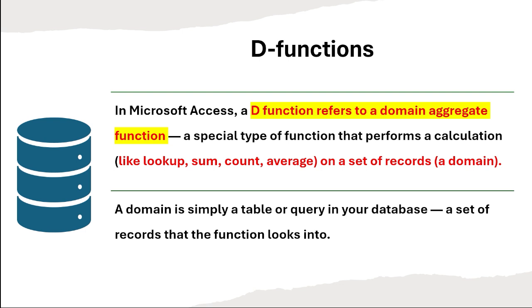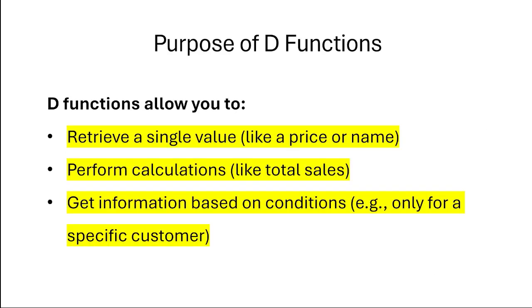So in your database, if you have a set of records that you want to perform a lookup on or do some calculation on, that is, retrieving a particular field from a table or a query to do a calculation, then you have to make use of the DLookup. In summary, the DLookup allows you to retrieve a single value like price, name, etc., and can also be used to perform calculations, or get information based on a condition. So basically, that is the use of the DLookup.